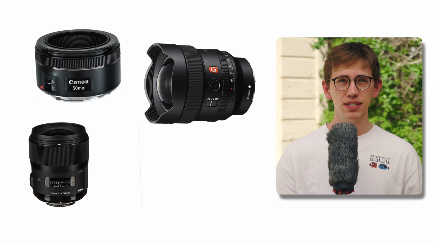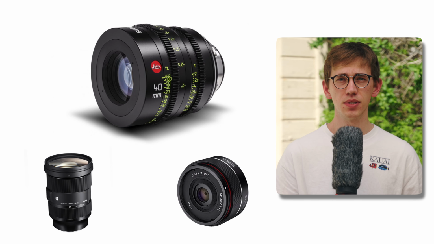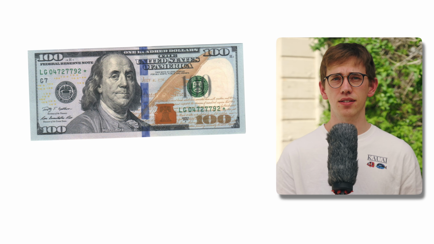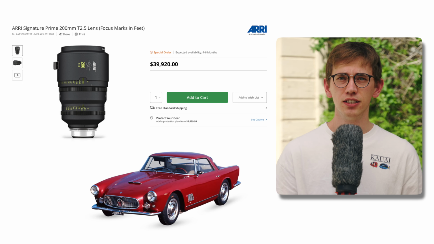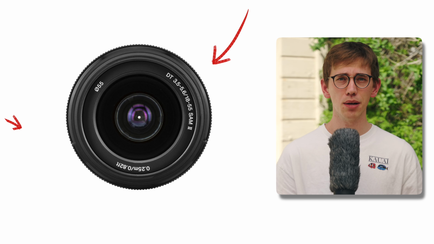There are so many lenses out there. Canon, Sony, Sigma, vintage lenses, cinema lenses, zooms, primes. Some are $100 and some cost you more than your car. And when you're first starting out, it's honestly a little overwhelming. What do all these numbers mean?